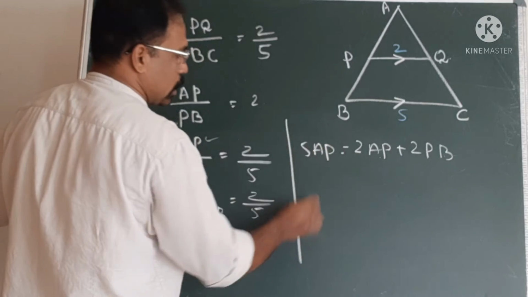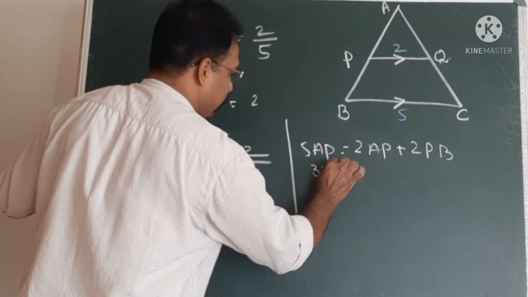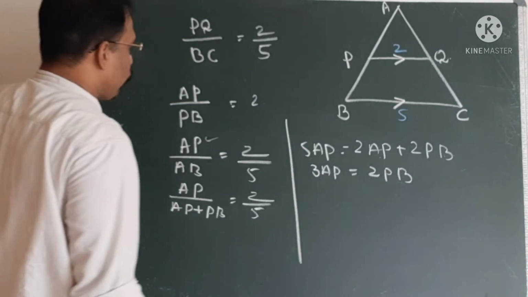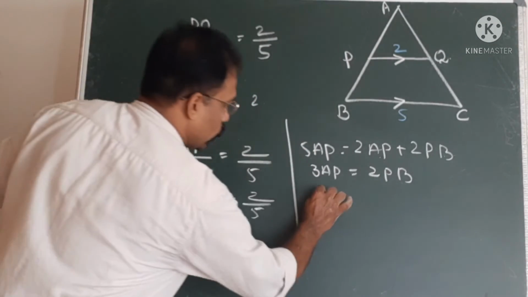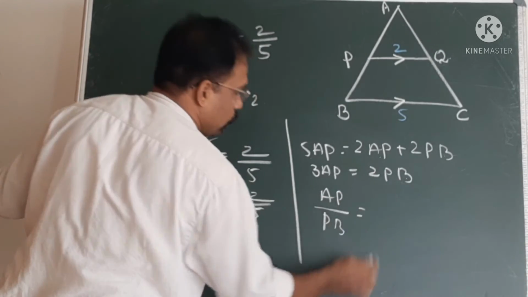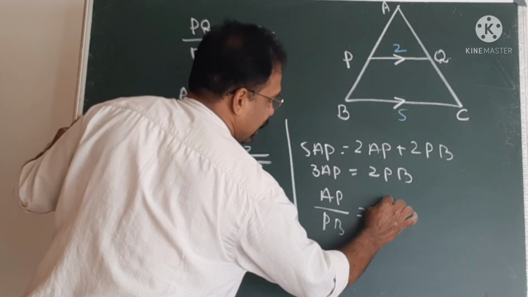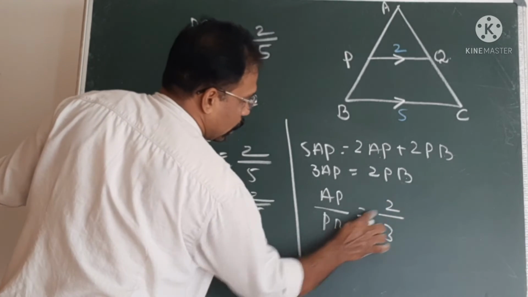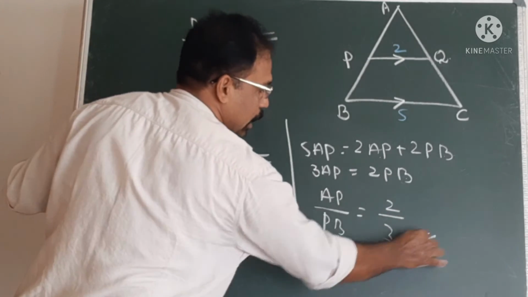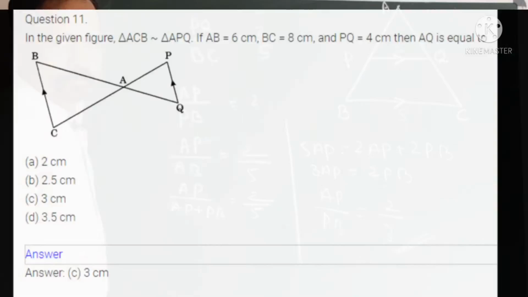When we take this to this side, it is 3AP is equal to 2PB. We have to find out AP by PB. So, AP by PB is equal to 2 by 3. 2PB is equal to 3AP. So, the answer is 2 by 3.